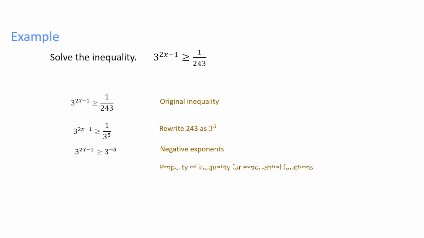And now we can use the property of inequality for exponential functions. So we see 2x minus 1 is greater than or equal to -5. And simply we just solve this inequality by adding 1 first and then divide by 2. So here we get x is greater than or equal to -2.